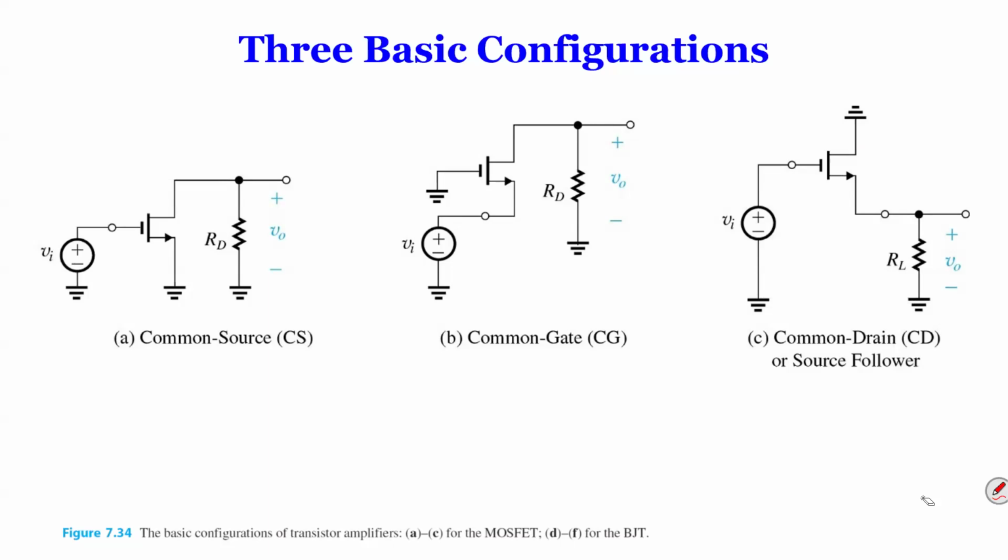So for the common source, if you identify where the MOSFET is, then you can replace that with a pi model, that's apparent. And of course, here we have this RD.